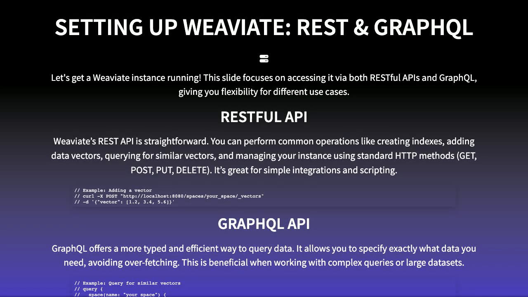Okay, so let's get a Weaviate instance up and running. This slide shows you how to access it using both our REST and GraphQL APIs. REST is really simple. Think standard HTTP requests like GET or POST and CREATE for scripting and basic integrations. You can add data directly with a curl command. On the other hand, GraphQL gives you more control. It lets you specifically ask for only the information you need, which is super helpful when dealing with complex searches or large amounts of data. You'll find detailed examples in the Weaviate documentation if you want to dive deeper.